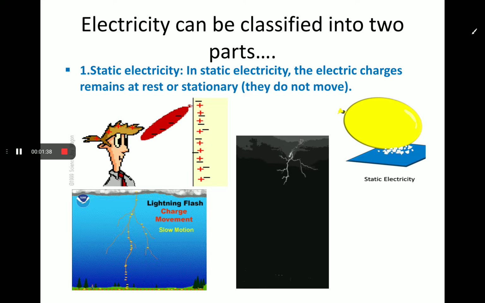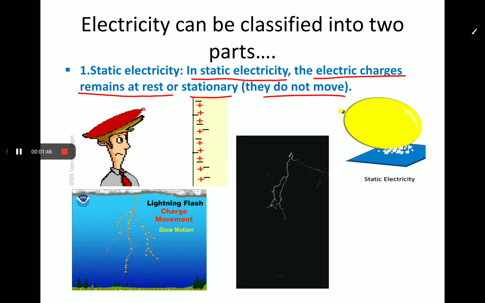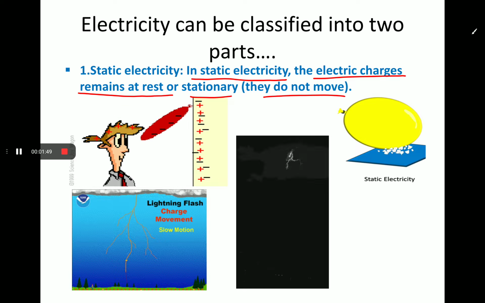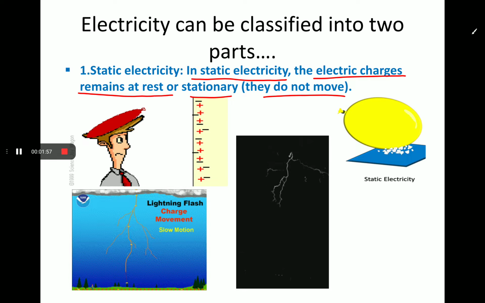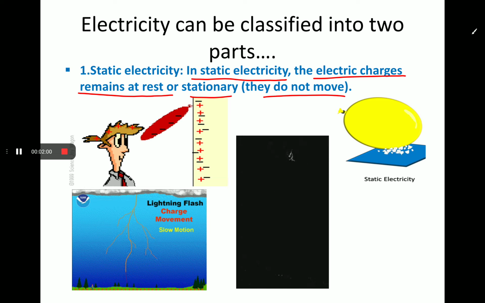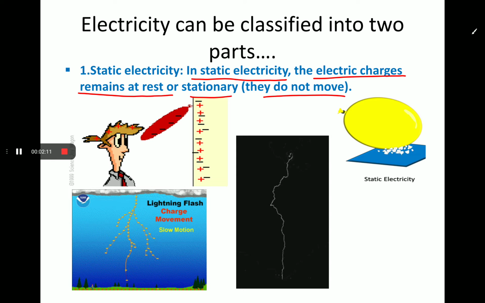As written here, in static electricity the electric charges remain at rest or stationary; they do not move. So static electricity builds up electric charges on the surface of the material. That static electricity is caused by rubbing together two different materials, where electrons move from one material to another and accumulate on the surface.